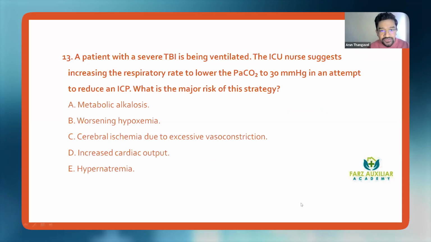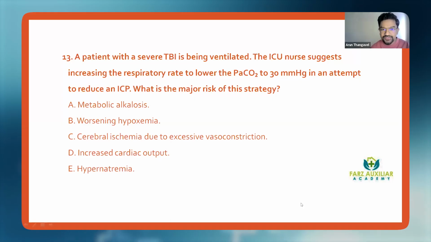A patient with severe traumatic brain injury is being ventilated. The team suggests hyperventilating for a bit, increasing the respiratory rate to drop the PaCO2 to 30 millimeters of mercury in an attempt to reduce the ICP. What is the major risk of this strategy? Metabolic alkalosis, worsening hypoxemia, cerebral ischemia due to excessive vasoconstriction, increased cardiac output, or hyponatremia.